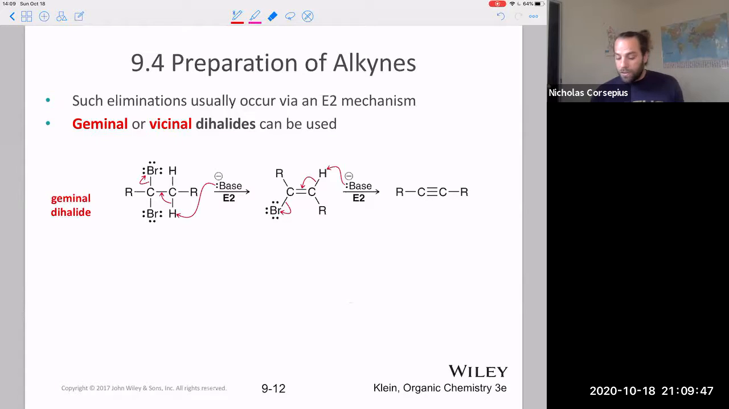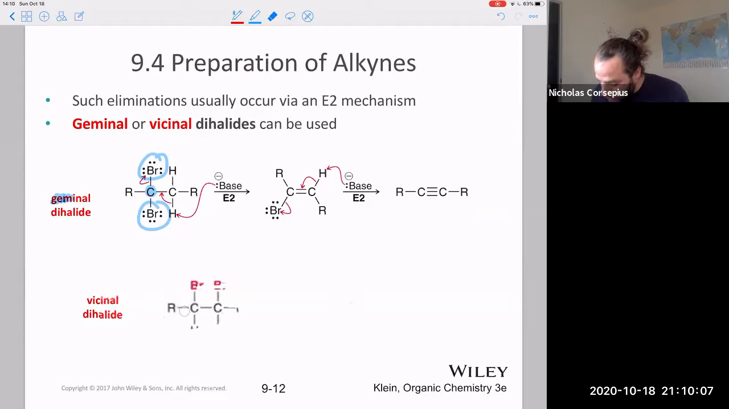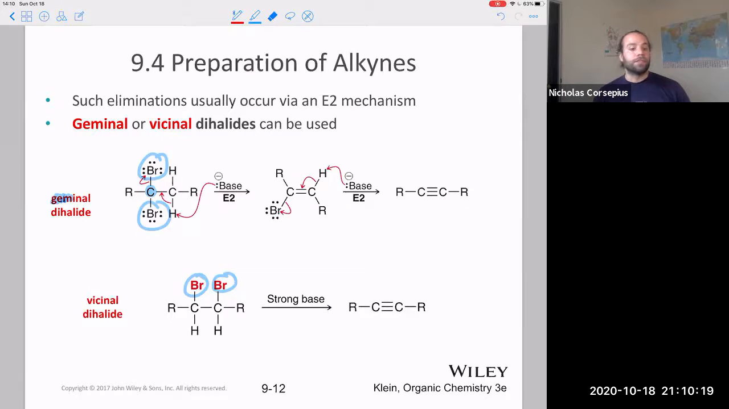This example is what's called a geminal dihalide. This gem word right here means that the halogens are bound to the same carbon. We would see the same thing with what's called a vicinal dihalide, and that is if our 2 halogens are on adjacent carbons. Both will produce an alkyne in the presence of strong base. So it doesn't matter if they're both bound to the same carbon or to next door neighbor carbons, you will still get the formation of an alkyne in the presence of strong base.